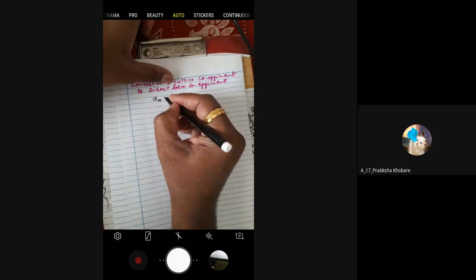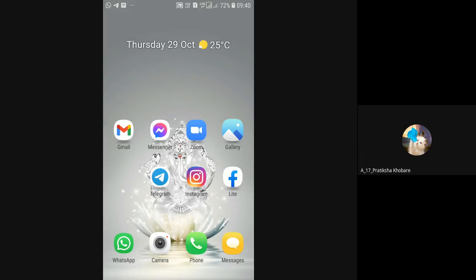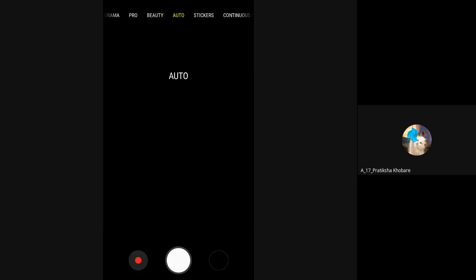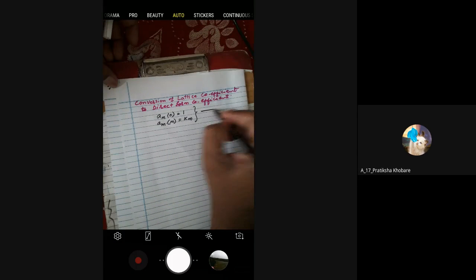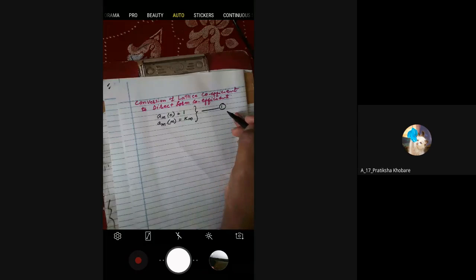Here, a_m(0) is equal to 1, then a_m(m) is equal to k_m. These two we have already used previously also. Let us call it equation 1: a_m(0) equals 1 and a_m(m) equals k_m.